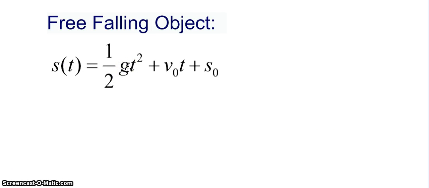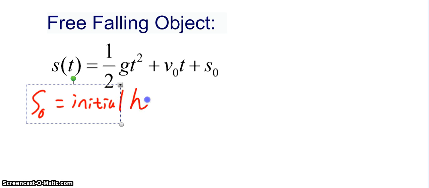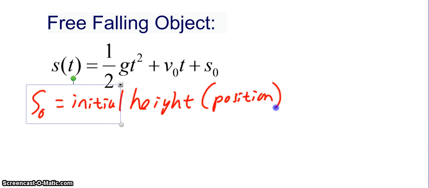So if we have a free-falling object, this is our generic free-falling object equation. So a couple things let's point out. What do some of these things represent? So we have seen this equation before. We used this first semester. S sub 0 is the initial height, or we can think of that as position. V sub 0 is the initial velocity.